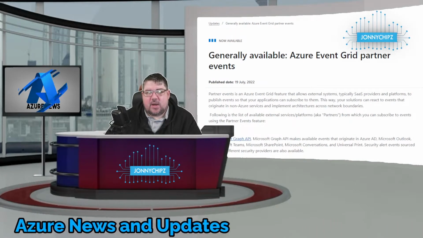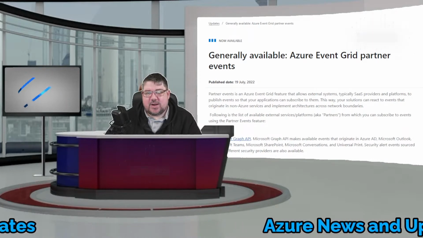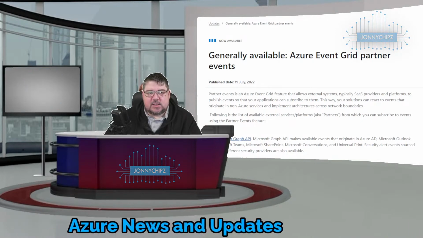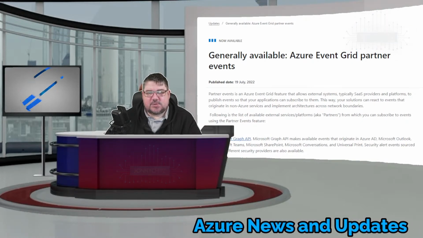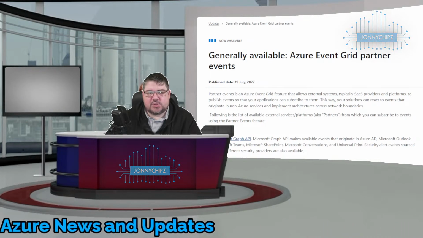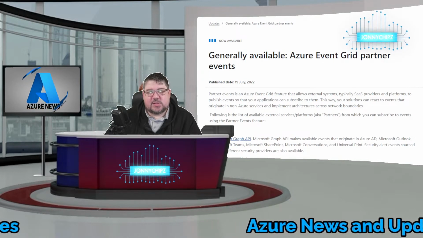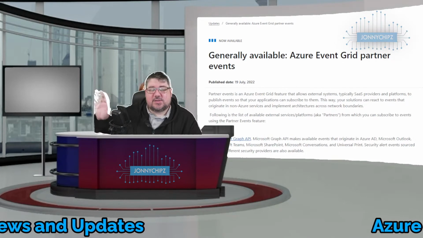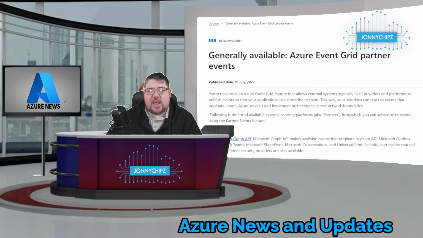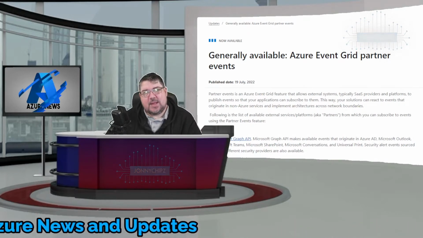Azure Event Grid partner events. So partner events is an Azure Event Grid feature that allows external systems, which are typically SaaS providers and platforms, to publish events so that your applications can subscribe to them. This way, your solutions can react to events that originate in non-Azure services and implement architectures across network boundaries. So that's great to see. So those SaaS partner services, they can raise events in the Azure Event Grid, and they can be consumed in your applications or flows to do something else. Great to see.